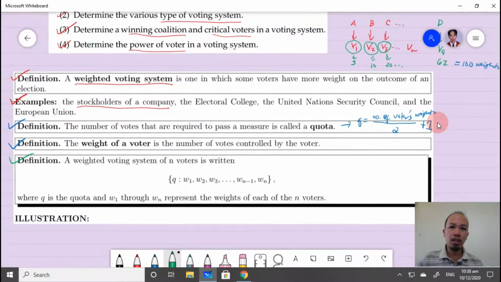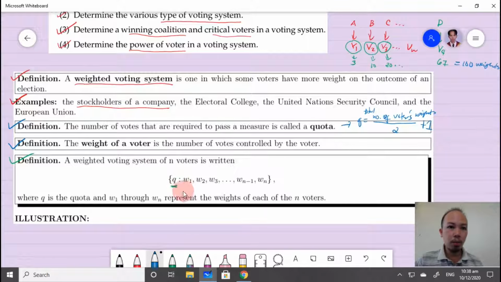So as I've said, the Q here is what we call the quota. And usually, if it is not in the given, then the calculation for the quota is the total number of voters' weights, divided by 2, plus 1. Okay, that's what we mean by a quota.